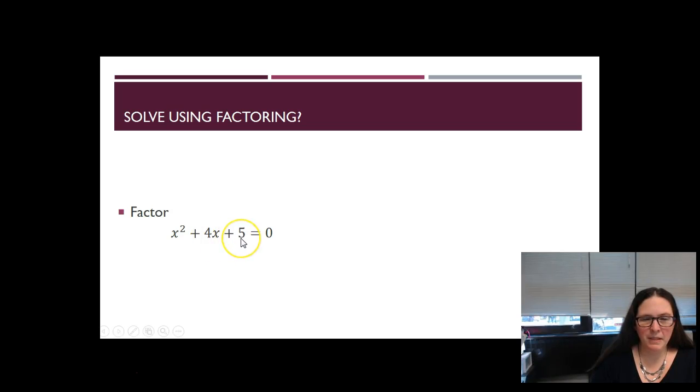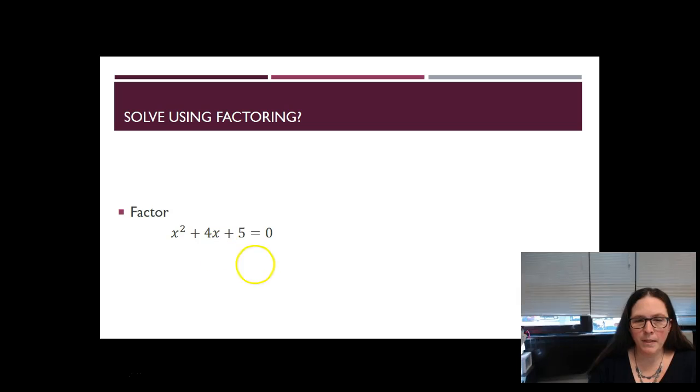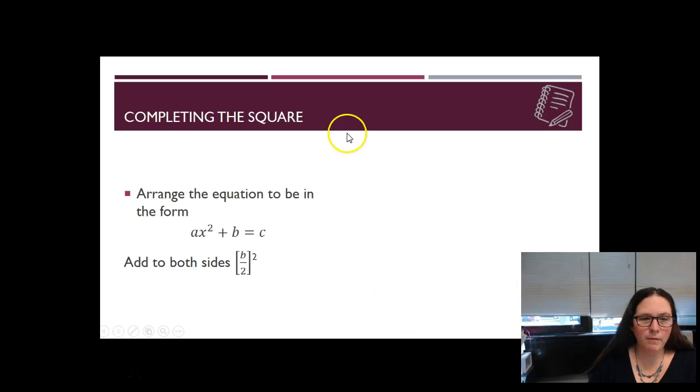If you notice this, multiplying to 5, I only have two numbers, 1 and 5, and neither of those add to 4. So solving this using factoring by the methods that I know already, it's just not possible. I don't have two whole numbers that will multiply to 5 and add to 4. That is where the process of completing the square comes in. And this starts the beginning of the most important part, and it's short, you'd be surprised.